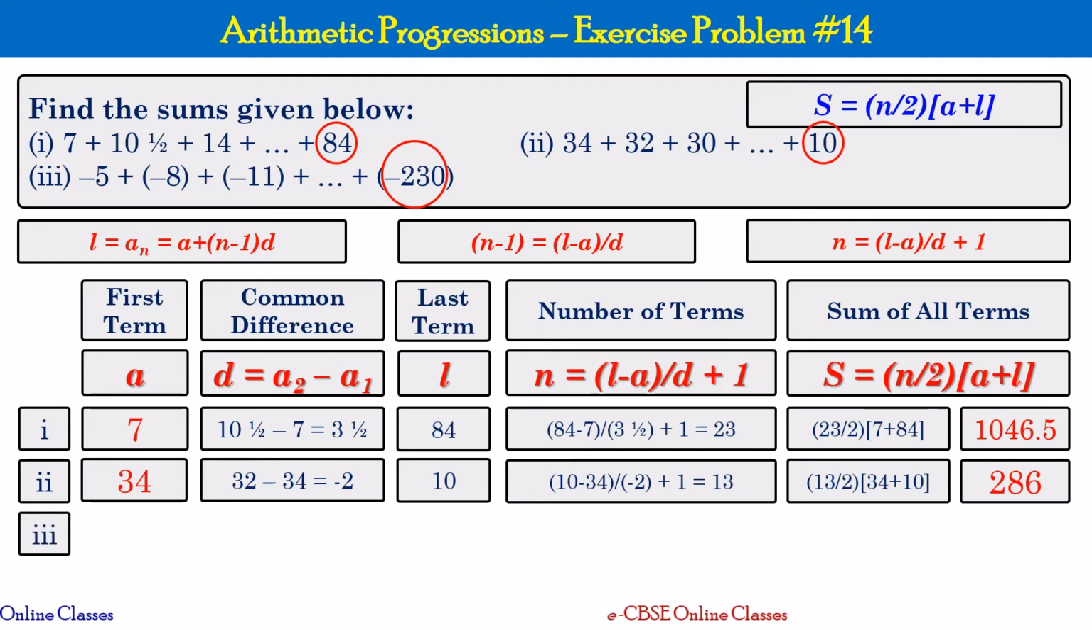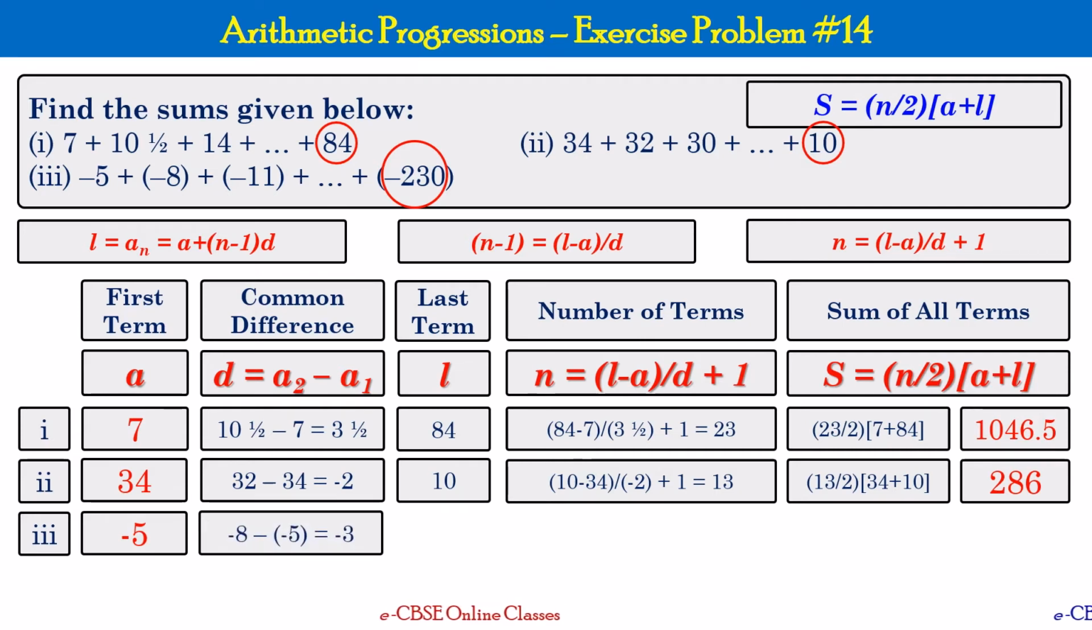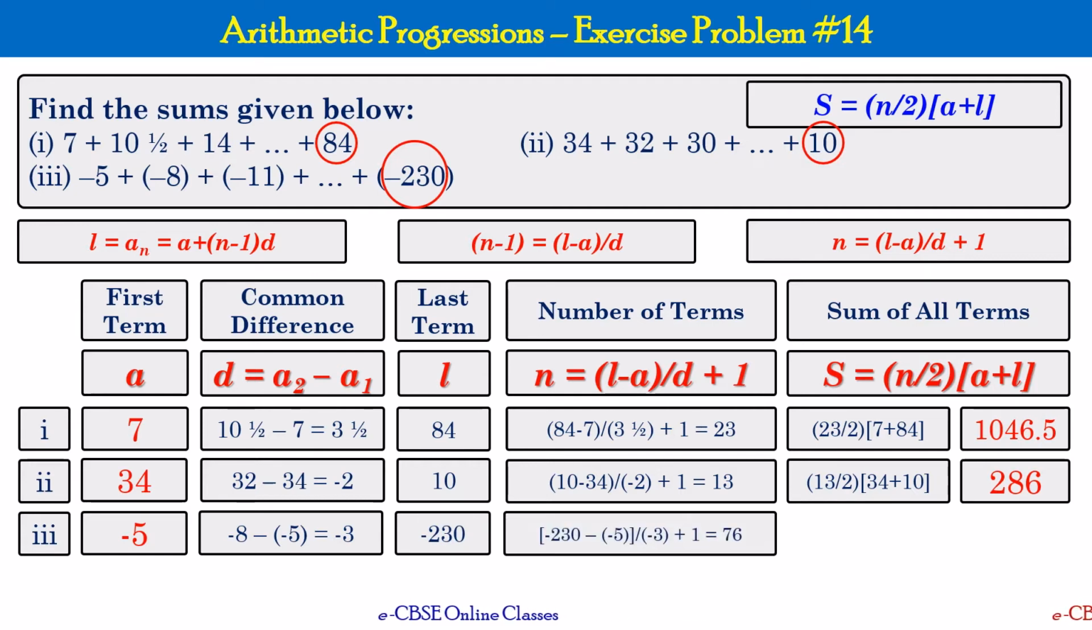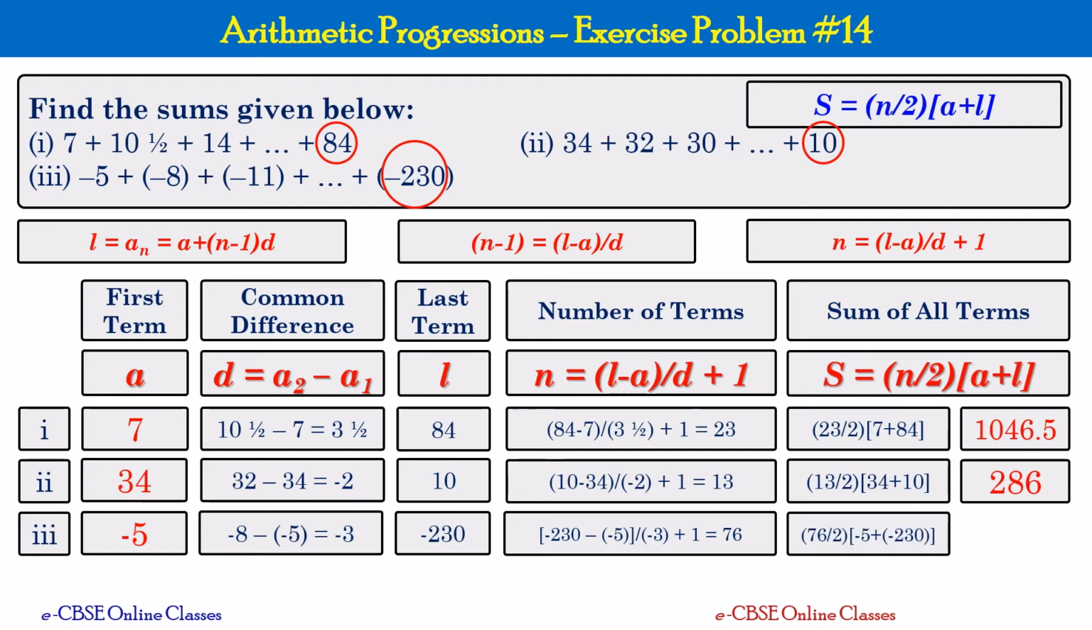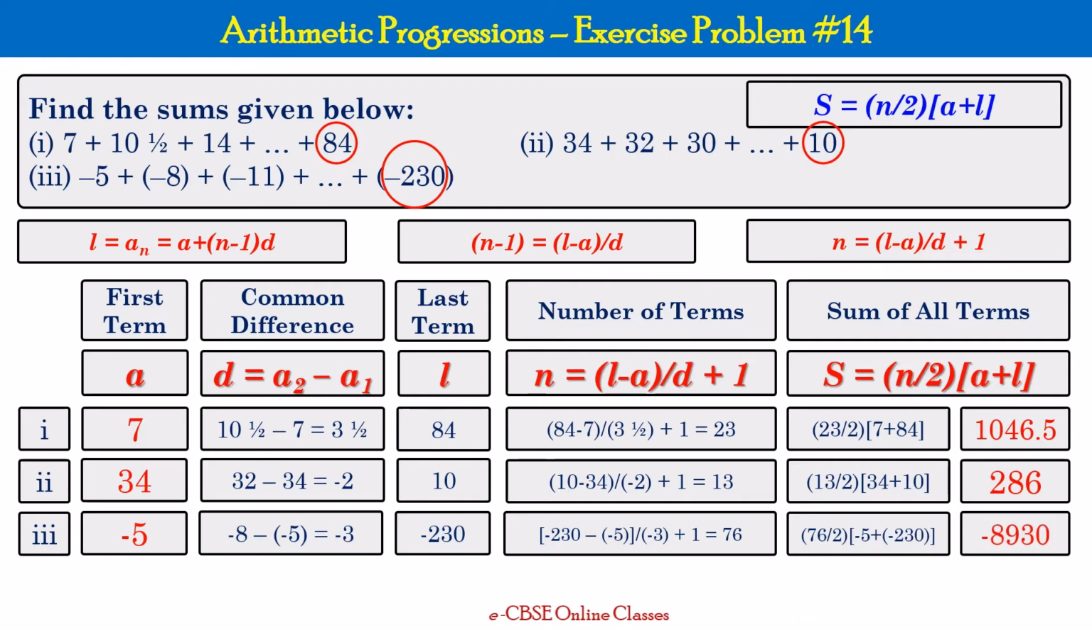Let's go to the third problem. First term is minus 5. Common difference D is minus 8 minus of minus 5. That is minus 8 plus 5, which is equal to minus 3. Last term is given as minus 230. Let's calculate the value of n. That is coming out as 76. So after substituting the value of n, a and l and calculating the sum of the terms, the final value is minus 8930.